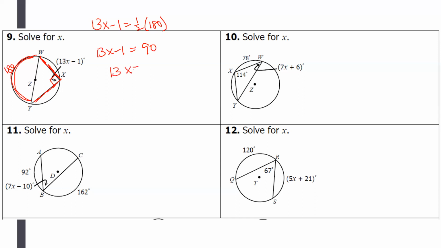See, I'm going to add a 1 to both sides and then divide both sides by 13. Ta-da! There it is. X equals 7.